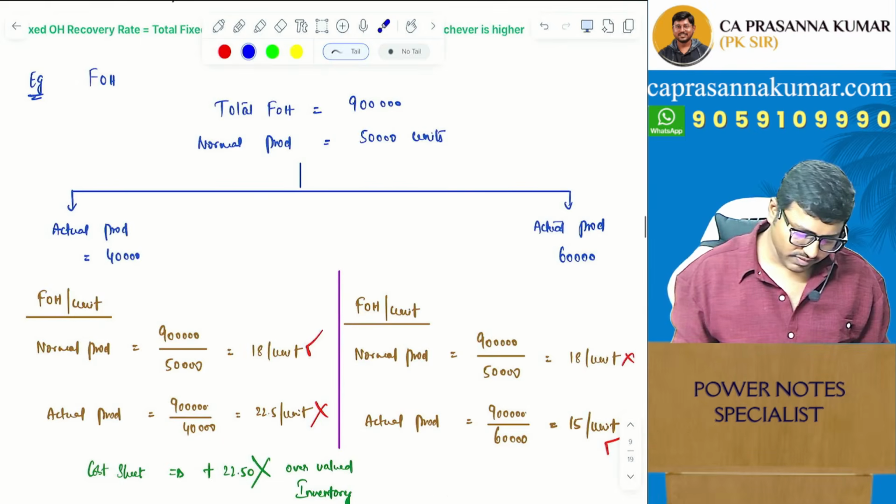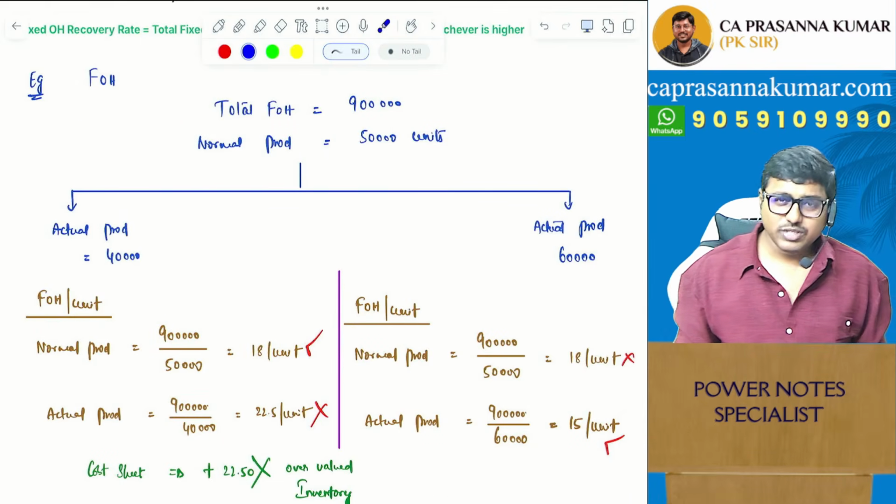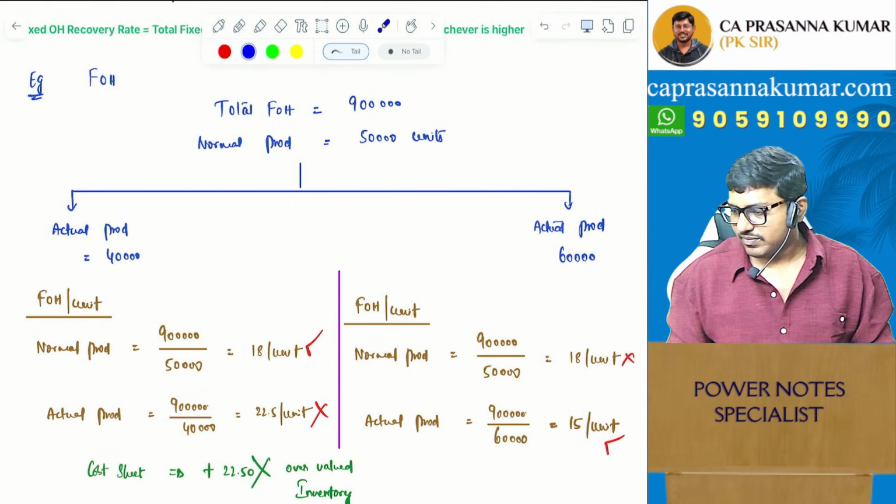For that, let's take this example, so that you'll understand it without any confusion. Ready? Everybody?